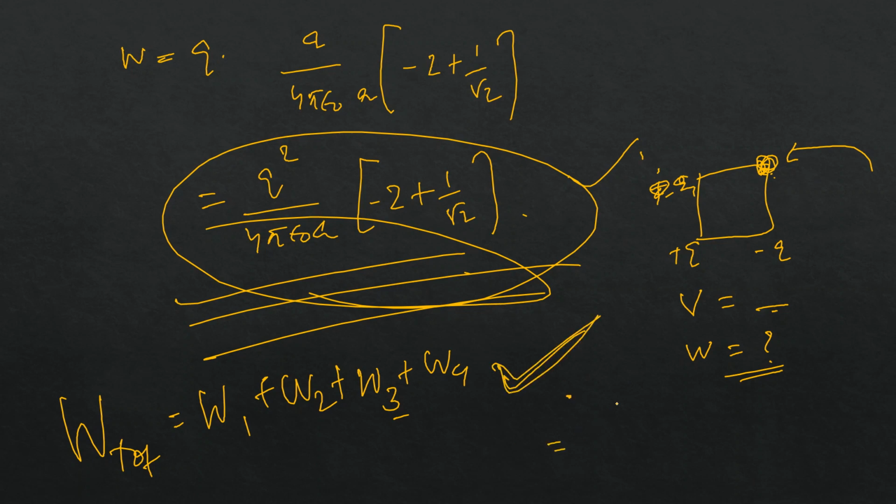The answer is 1 by 4 pi epsilon naught times 2 q square by a, times minus 2 plus 1 by root 2. Yeah, that was a very good question. Really, that was a good question.